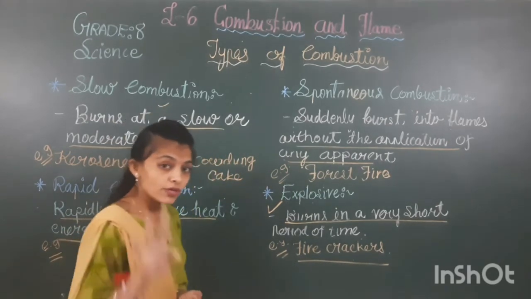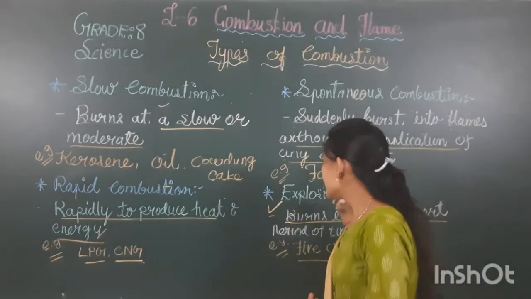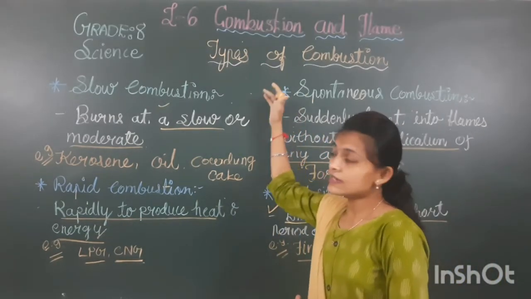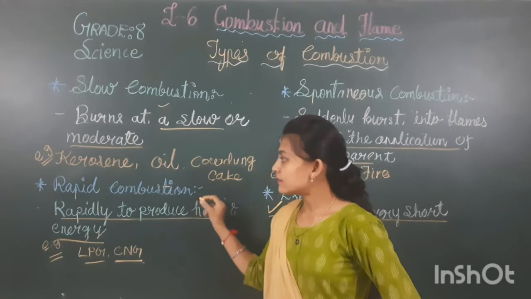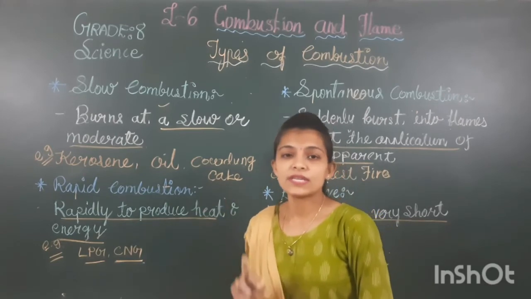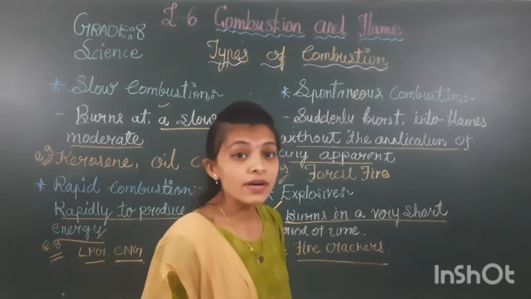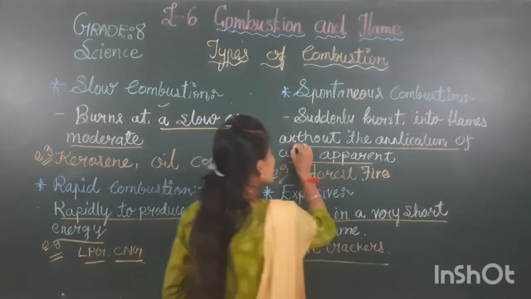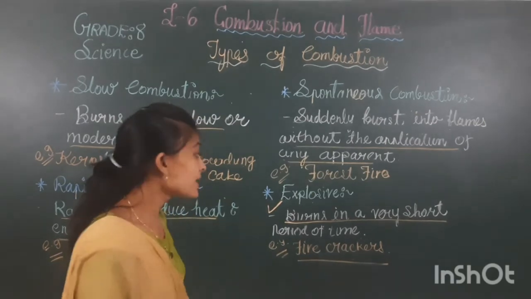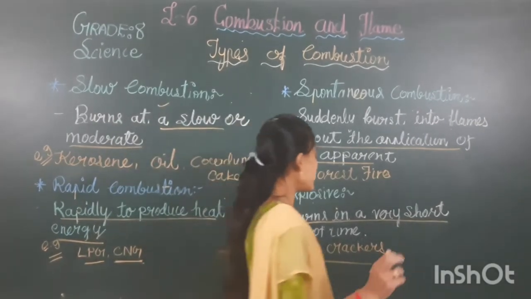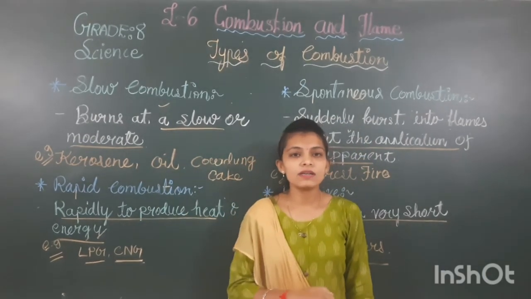One more time. Four types of combustion are there: slow combustion, rapid combustion, spontaneous combustion, and explosive combustion. Slow combustion burns at a slow or moderate speed. Rapid combustion burns rapidly to produce heat and energy. Third is spontaneous combustion that suddenly bursts into flames without any apparent application. And the fourth is explosive, that means an explosion that burns in a very short period of time. So, I hope this point on types of combustion you understood very well.